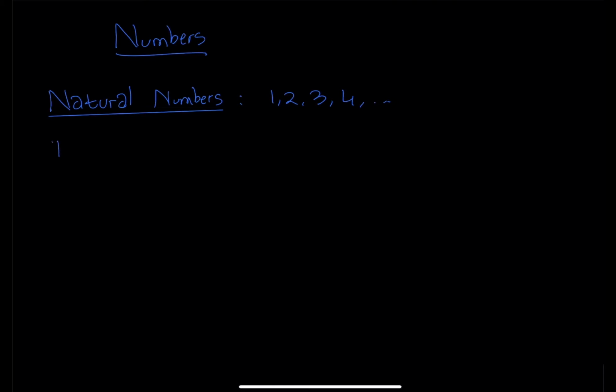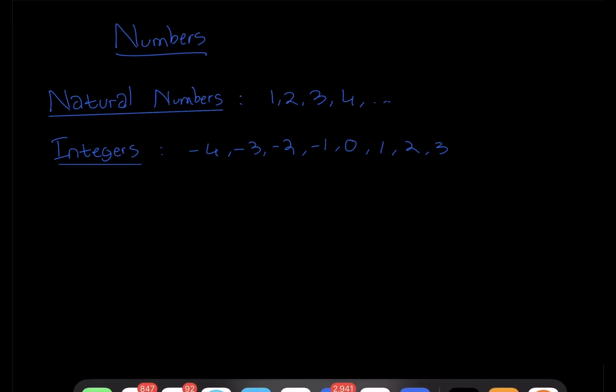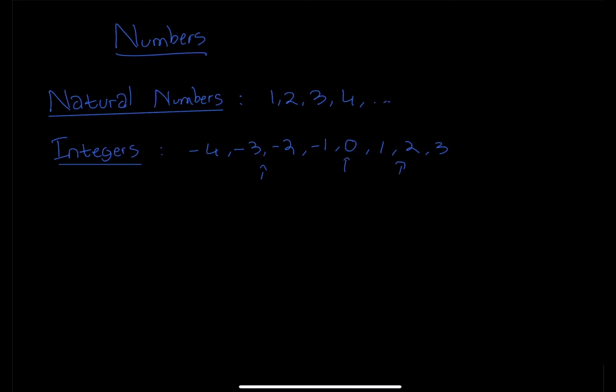Now we get something called integers. Integers are numbers that range between negative numbers and positive numbers, and 0, of course. Negative, positive, and 0.